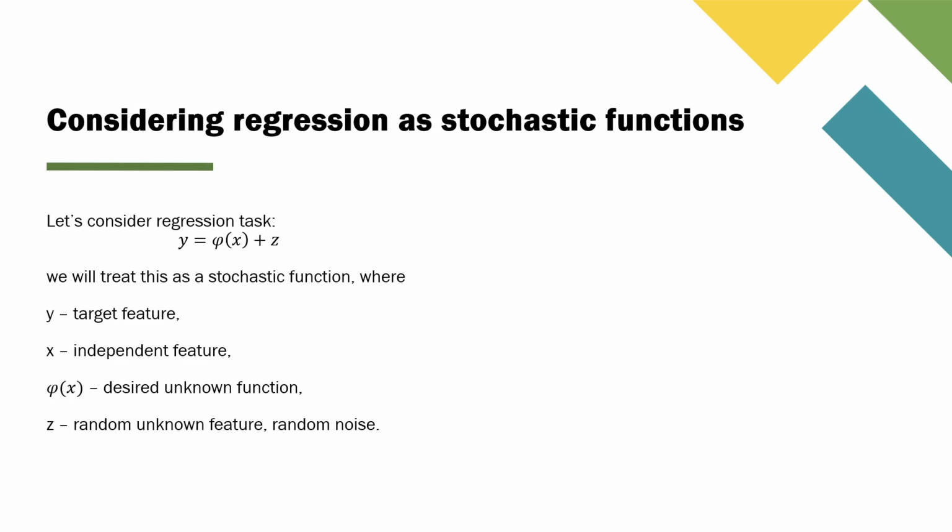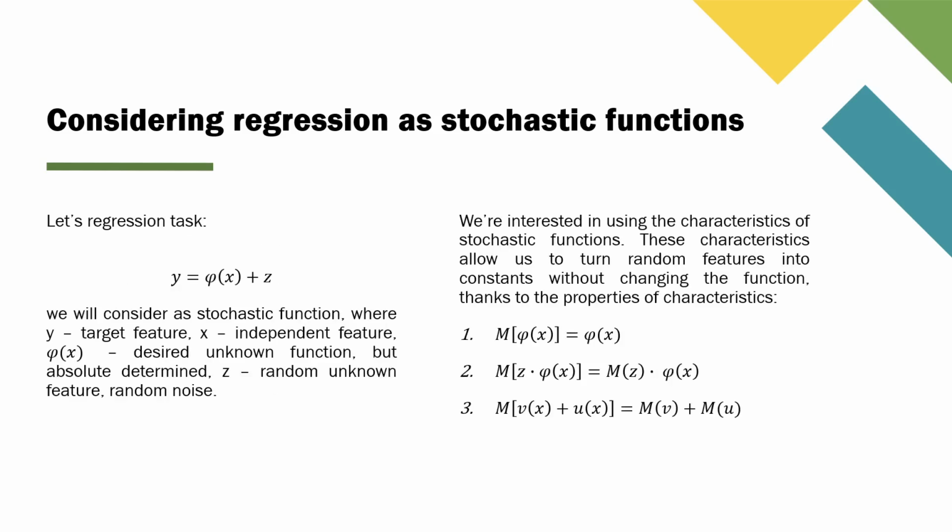In our work, we examine regression from the perspective of stochastic functions. Let y be the target feature by formula, where z is a random variable, noise, x is an independent feature, and the dependence phi of x is absolutely functional and deterministic. Characteristic of stochastic functions convert random noise into a constant, leaving the function unchanged. Obviously, we want a similar tool for regression and correlation tasks that filters out noise and retains functional dependence.